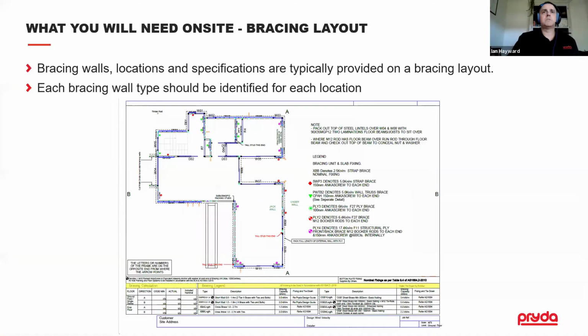Okay, so I'll just move on to some site fixing. Generally what you need to have in your possession to get site fixing right is the bracing layout. So each bracing unit should be identified on the bracing layout and its capacity. So you can see down here, all the bracing units are listed and their capacities, and then this layout gives the indication of where they should be fixed on site.